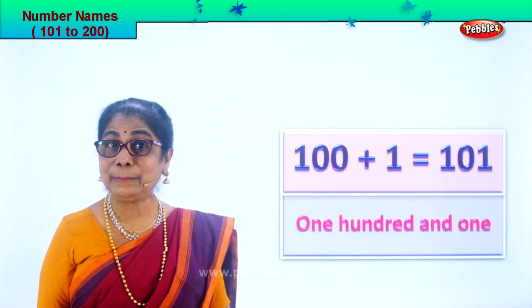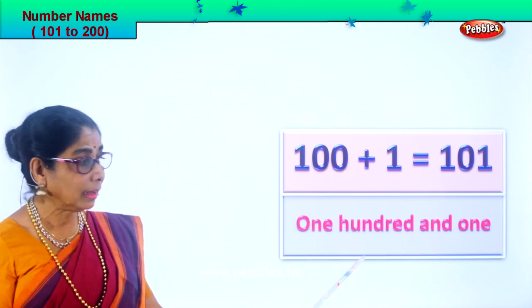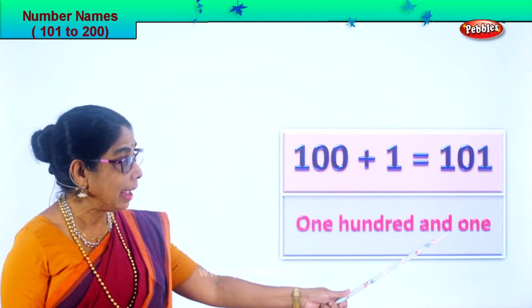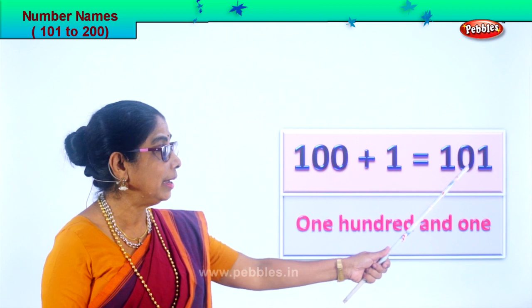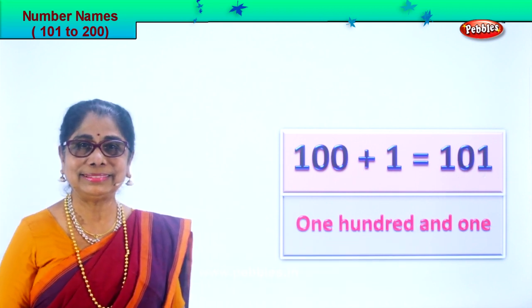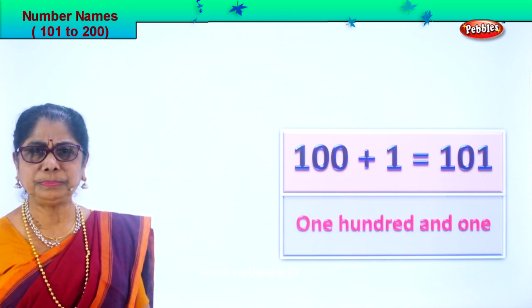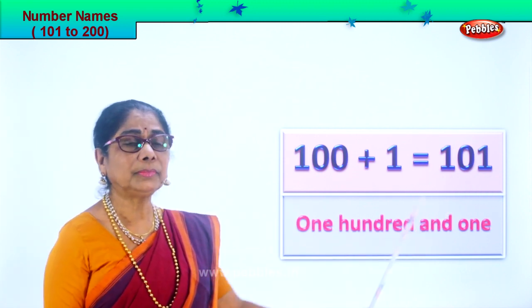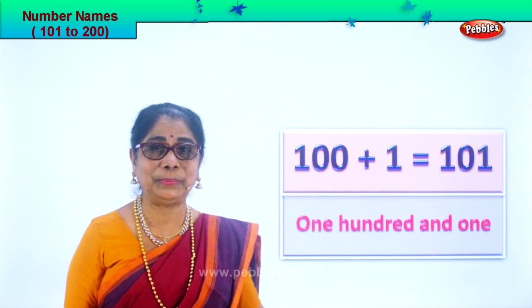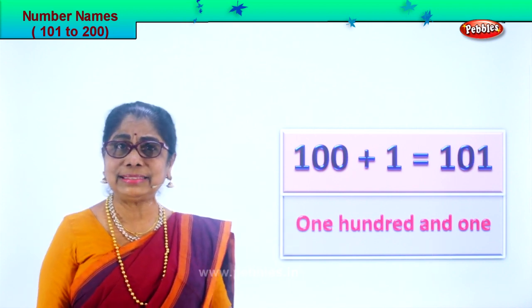Let's read its name. 101. Three-digit number. You learn now to read, to write the number, to read the number's name. Good. Let's take the next number.